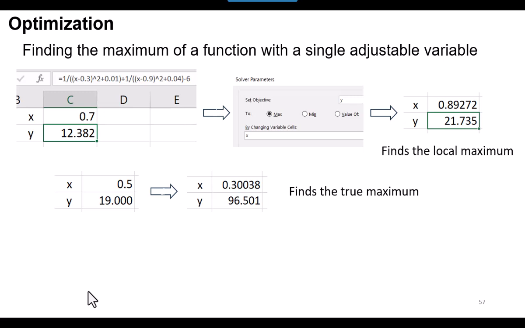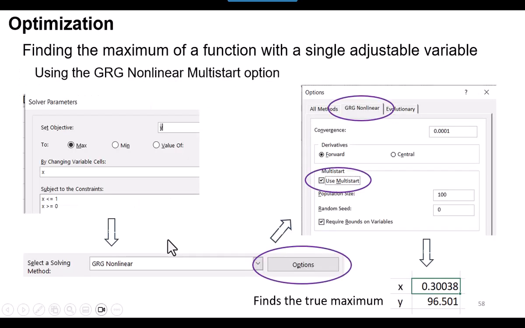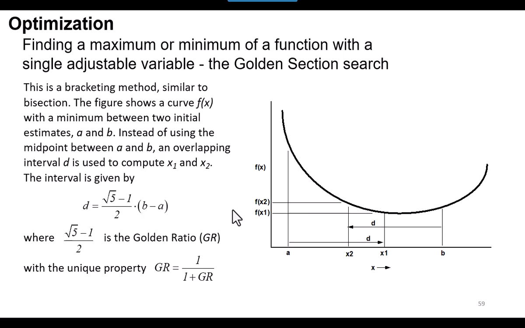This just reviews what we did with the solver, all right? Finding the local maximum from 0.7 and the true maximum from 0.5. And then it shows taking us through setting for multi-start and then it finding the true maximum from there. And so let's move on and talk about a method for setting up a live solution.